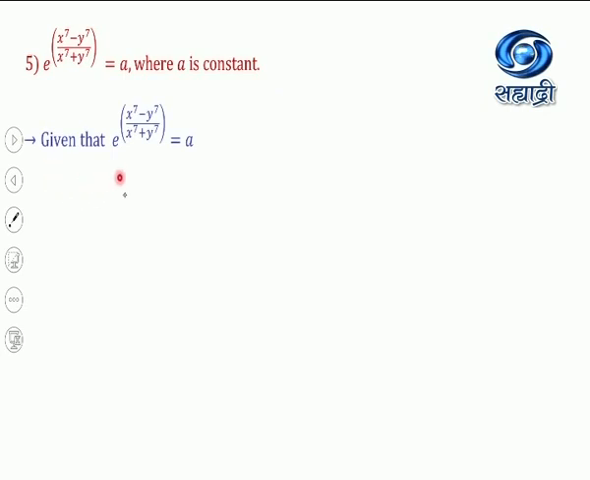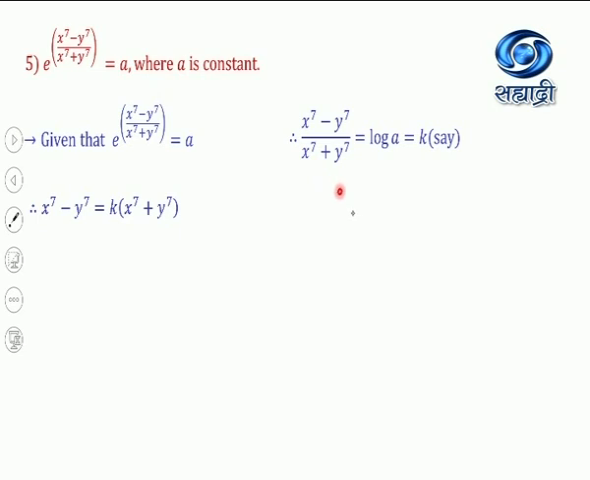Now we write the solution as: given that e to the power of this bracket equals a. Now we write this in logarithmic form. This is our exponential form. By definition of logarithm, you write this in this way: bracket is equal to log a. And now log a is constant. So you say that this is equal to k. k is any real number, that is a constant.